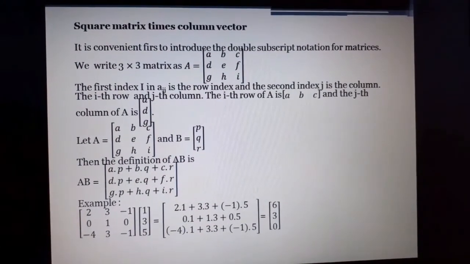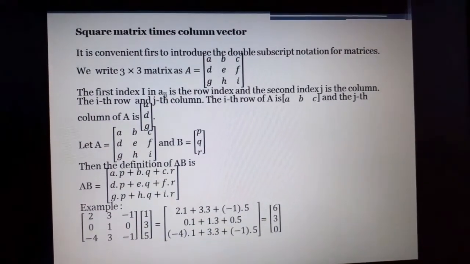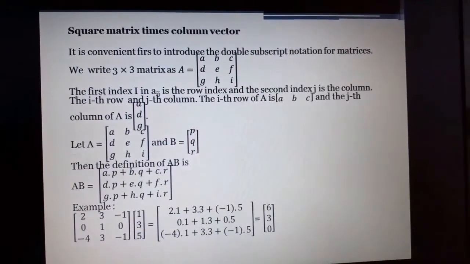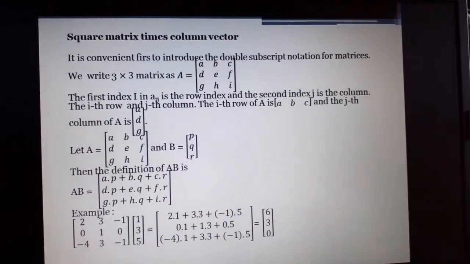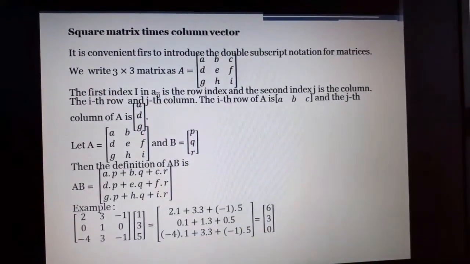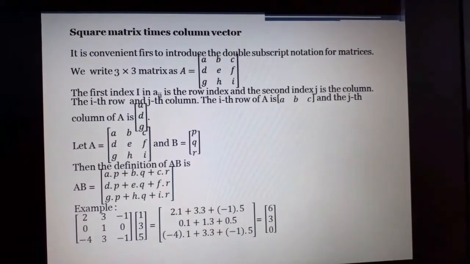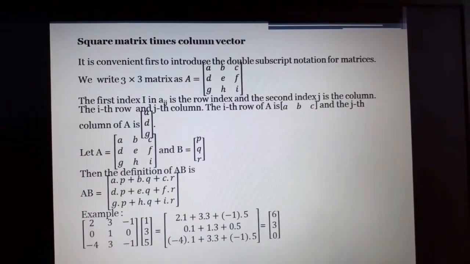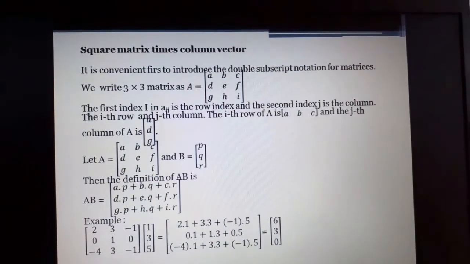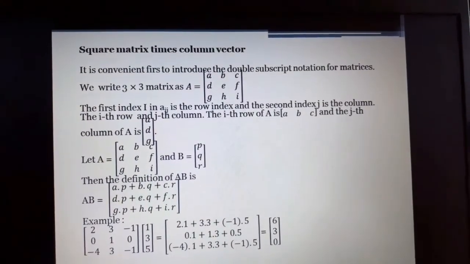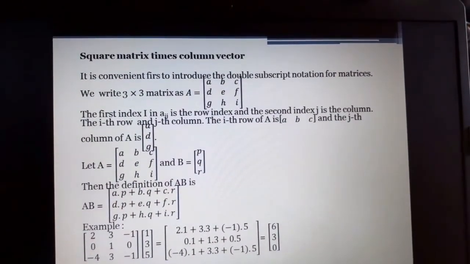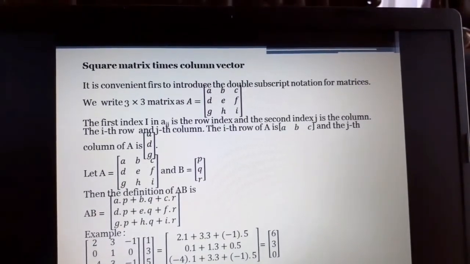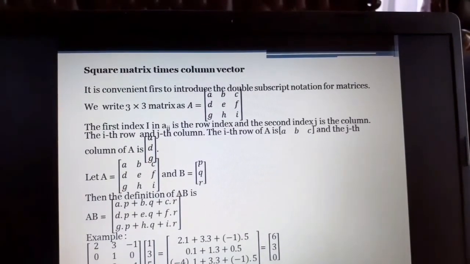Square matrix times column vector. Let A, B, C, D, E, F, G, H, I be a matrix and P, Q, R a column vector. Then the definition of A times B is A times P plus B times Q plus C times R, D times P plus E times Q plus F times R, G times P plus H times Q plus I times R.